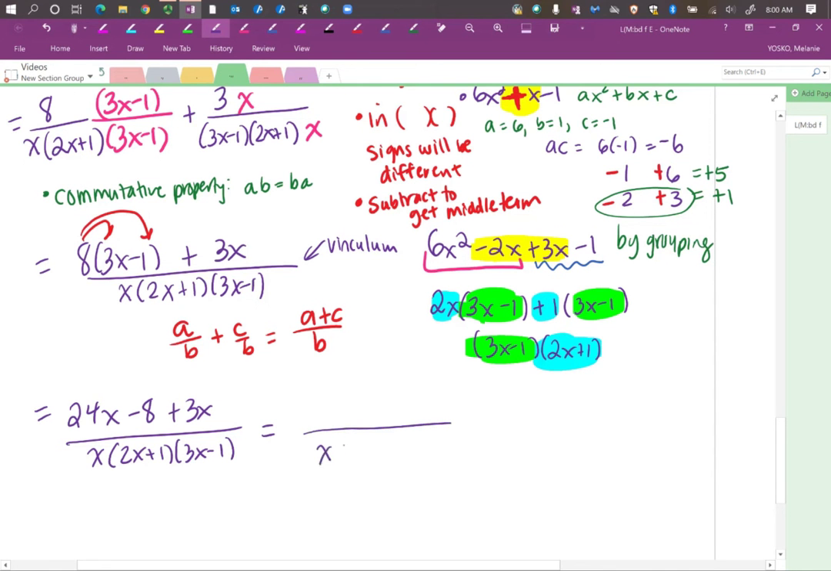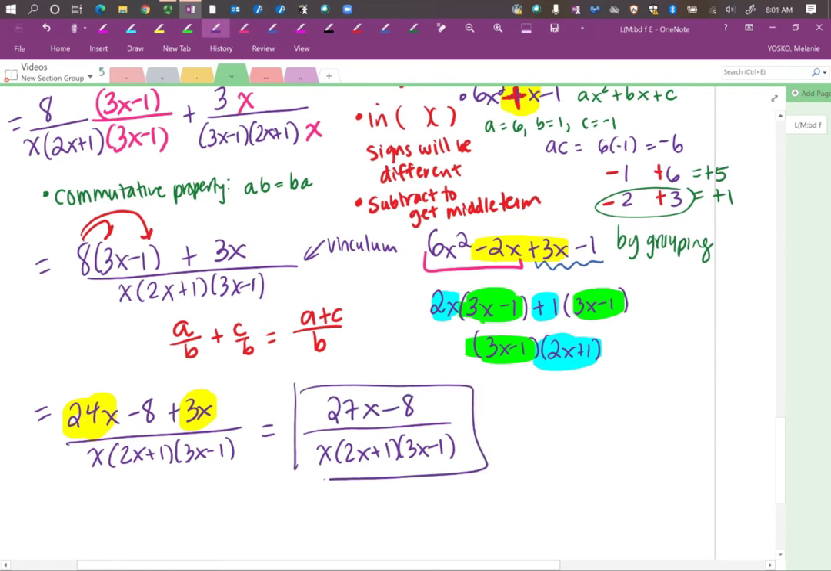Now we're going to rewrite the denominator and we're going to combine the terms in the numerator. Look for like terms. So we have 24x plus 3x. So I'm looking at the x's. 24x plus 3x. That's 27x. And I still have minus 8. This is your final answer.